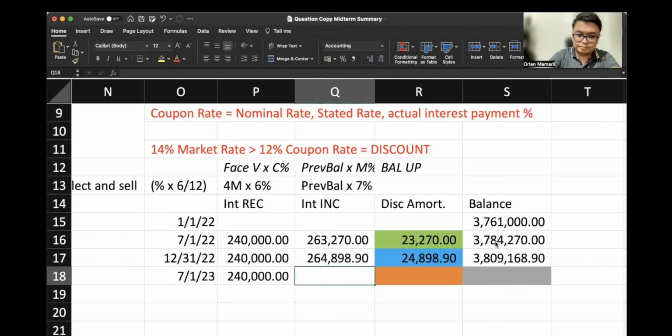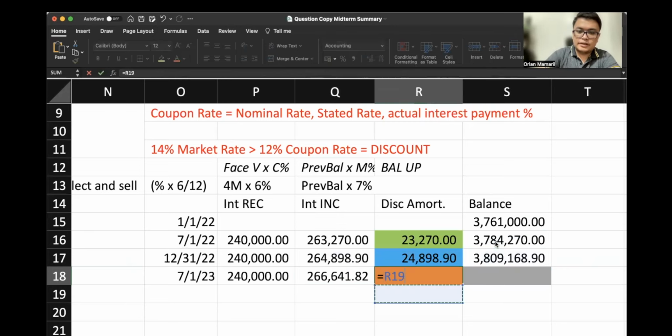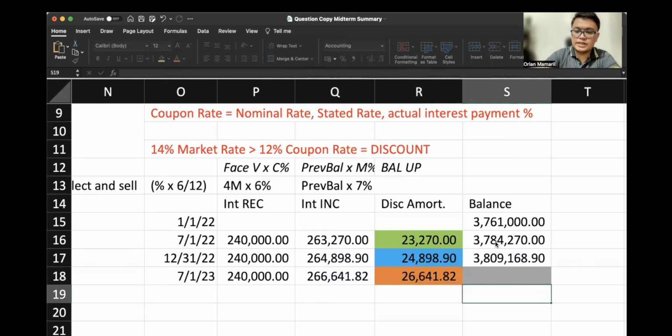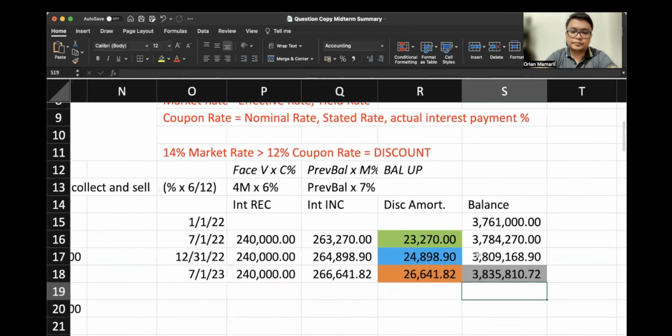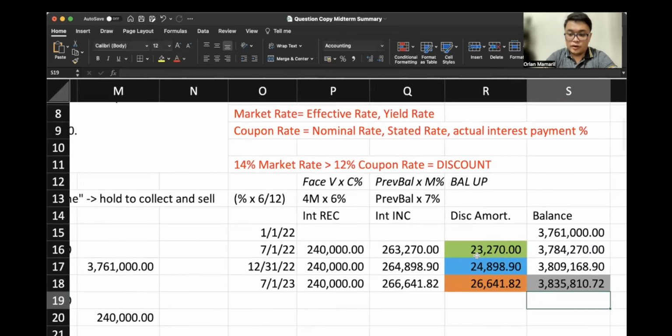For the last line, previous balance multiplied by 7%. Get the difference, and the difference increases our balance once again. So that is the amortization table up to the date of sale.